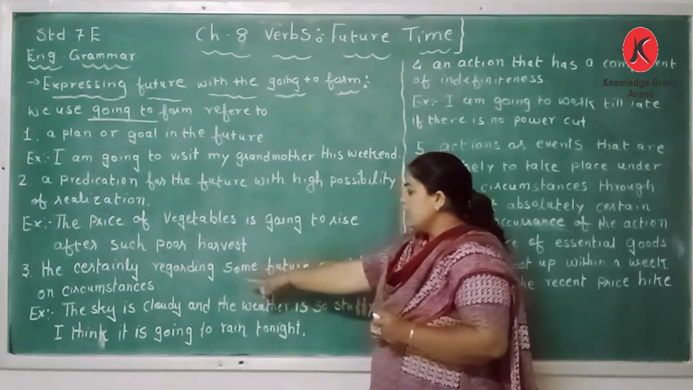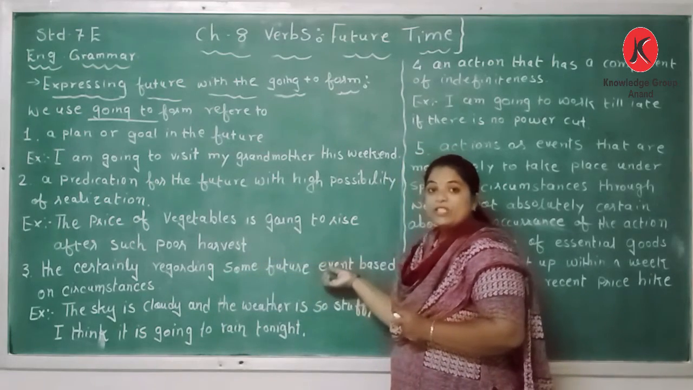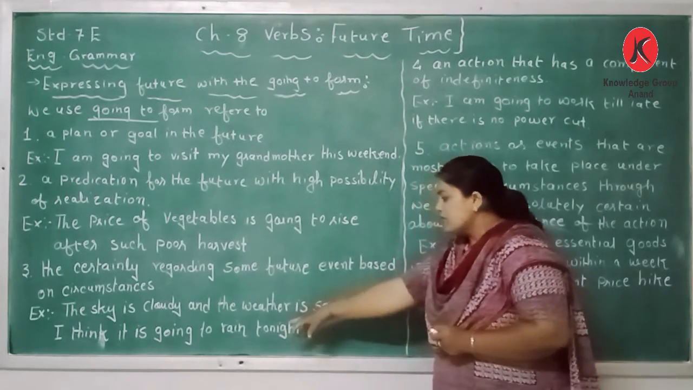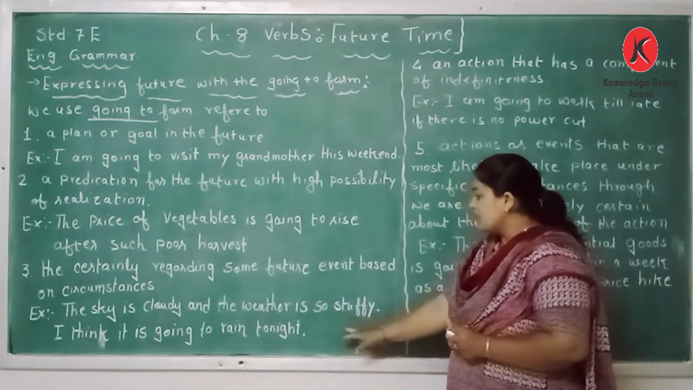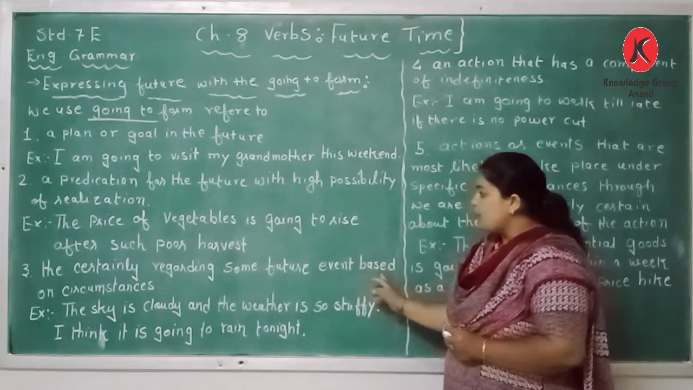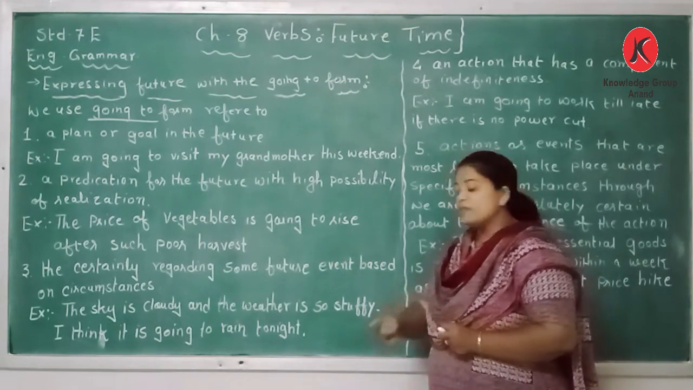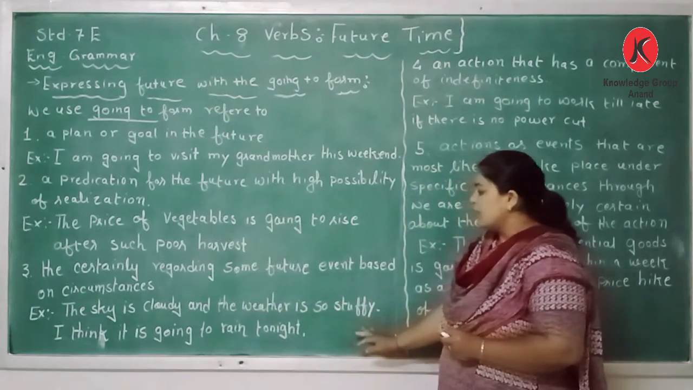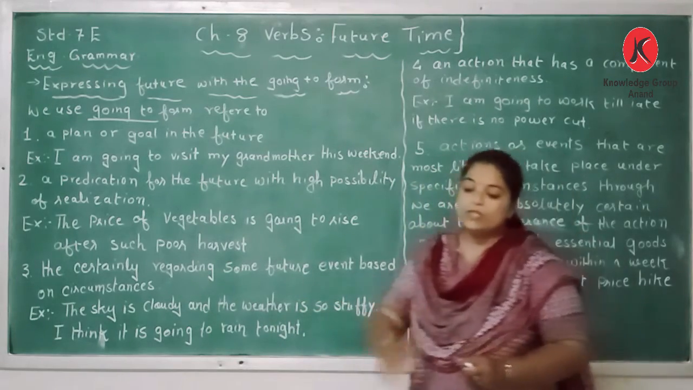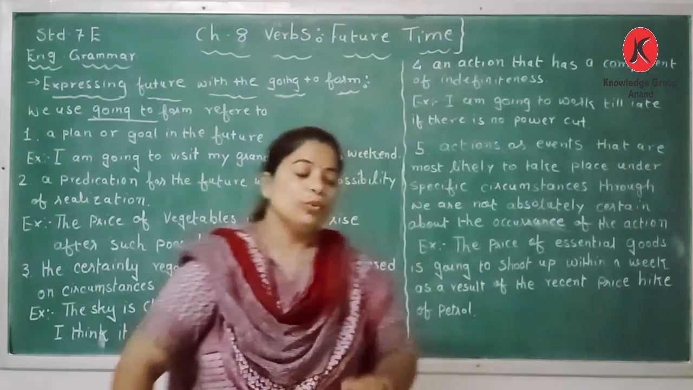So, the certainty regarding some future event. Which event is going to take place? Because the sky is cloudy and stuffy. So, it is a future event based on circumstances. What are the circumstances at present? The sky is cloudy and the weather is so stuffy. So, the person is thinking it is going to rain.